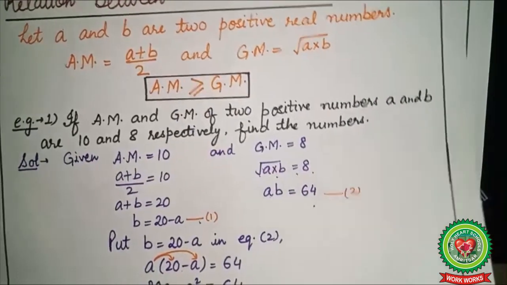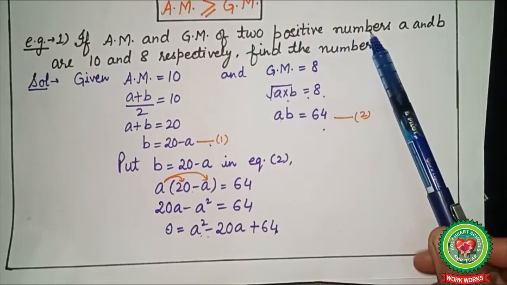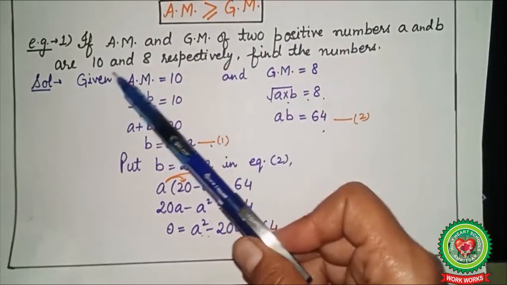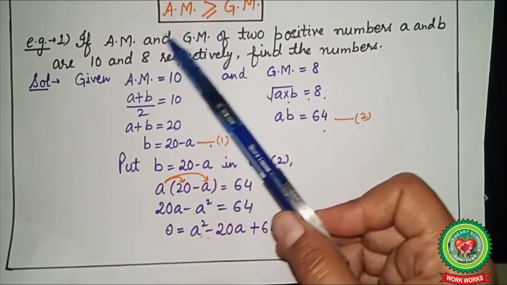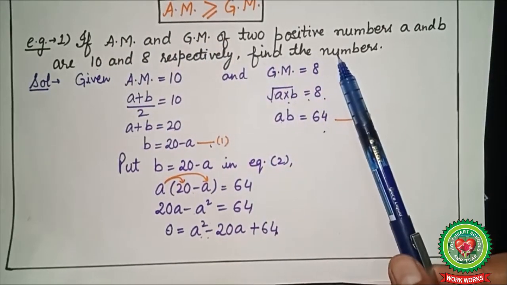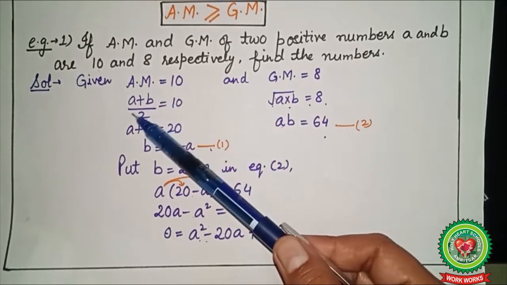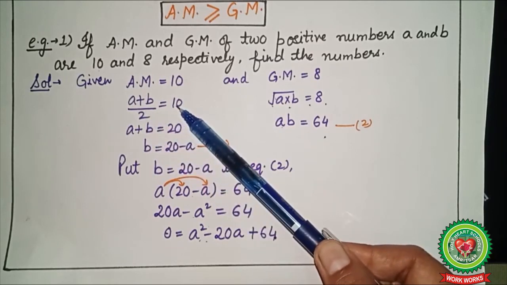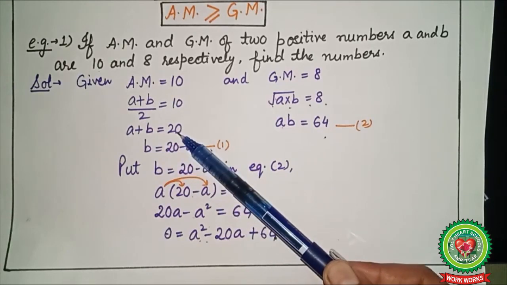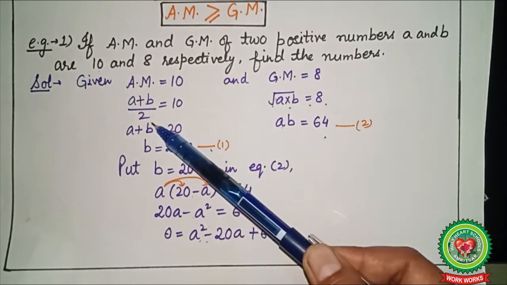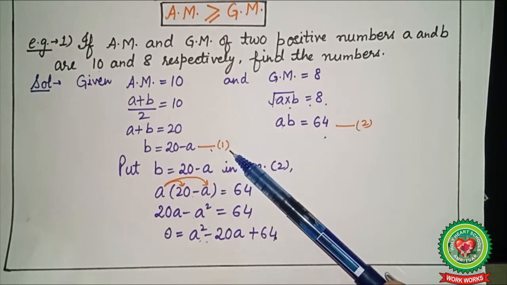For example, if arithmetic mean and geometric mean of two positive numbers A and B are 10 and 8 respectively, that is arithmetic mean is 10, geometric mean is 8, find the numbers. Now, arithmetic mean is given, that is 10. So, formula is (A plus B) upon 2 is equal to 10. Here on cross multiplying, we get A plus B is equal to 20. From here, find the value of B. It will become 20 minus A. It is the first equation.